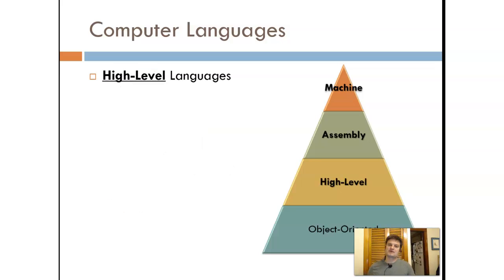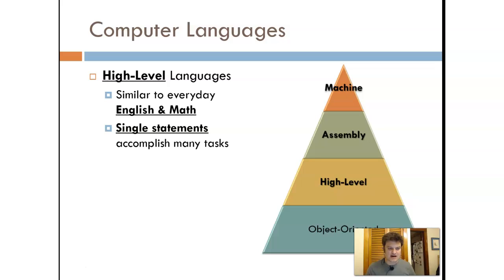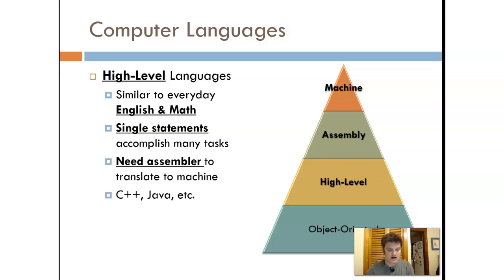That's why we have something called a high-level language. These are languages that are similar to our everyday English and math that we're using all around us, and a little easier to deal with. You have single statements that will basically accomplish many tasks, and this is the code that we're going to be using a lot for our mini robots that we have. They still needed an assembler to translate it over into machine language, but we're using different languages like C++, Java, Python, stuff like that.